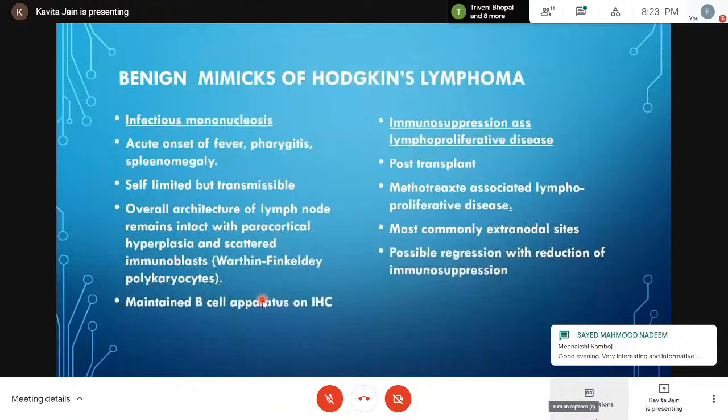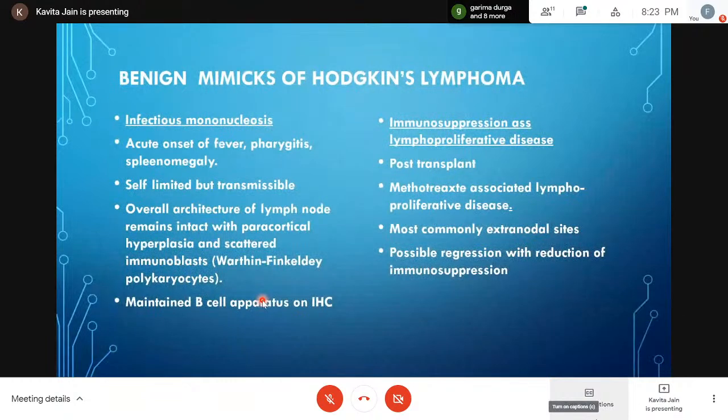So benign mimics of Hodgkin lymphoma are definitely infectious mononucleosis, and we have immunosuppression associated lymphoproliferative diseases, especially with post-transplant cases or methotrexate associated lymphoproliferative disease. In all these cases, we'll have a commonest differential. We have acute onset of fever, pharyngitis, splenomegaly. It is a self-limited but transmissible disease. The overall architecture of lymph node remains intact.